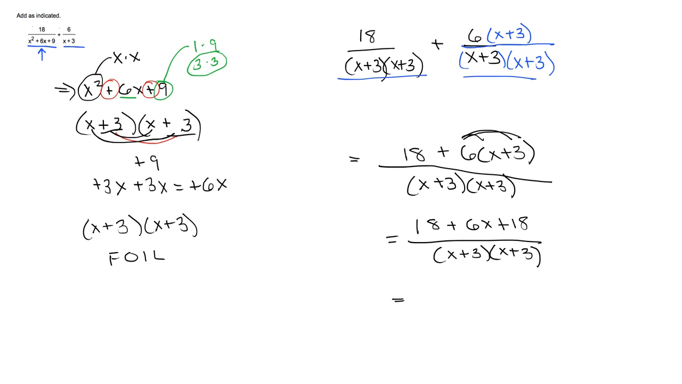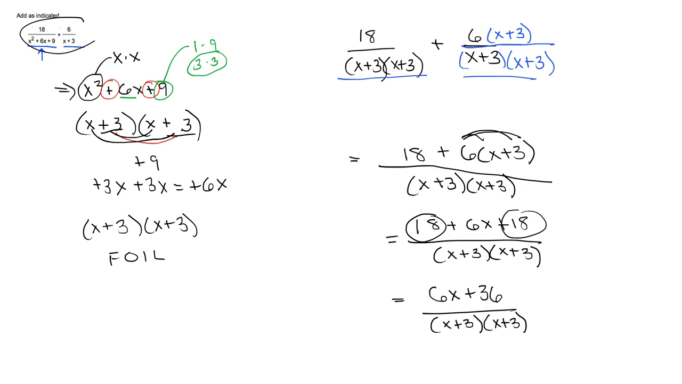Now I need to combine like terms on top. So I have an 18 and an 18. And when I add those together, I get 36. So my numerator is 6x plus 36 over x plus 3 times x plus 3. Now this is my answer when I add the two fractions together. This is the answer to the problem, but I need to add what x cannot equal.